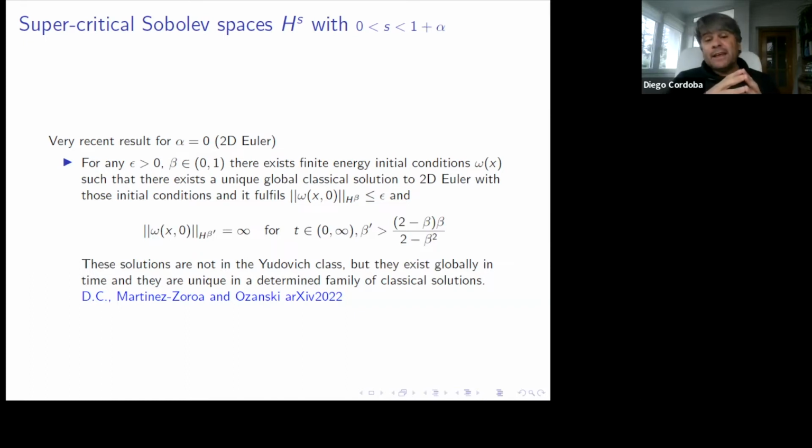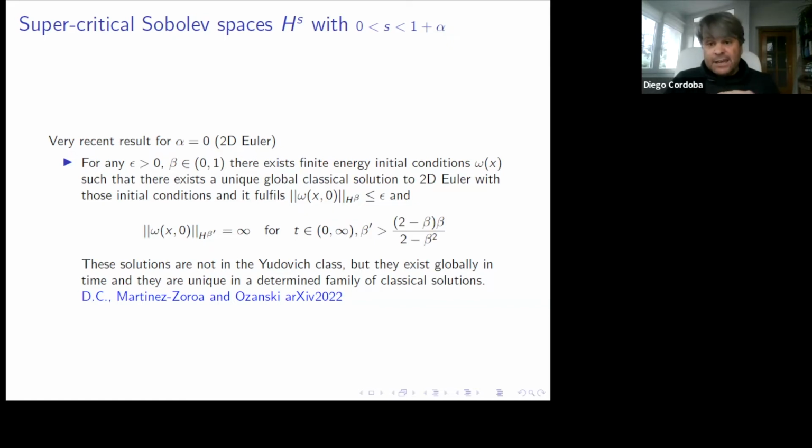So, these solutions are not in the Yudovich class, but we can prove that they exist. They exist globally in time, and they are unique. And they're unique in a classical way. They satisfy the vorticity equation pointwise for compact domains. Okay.